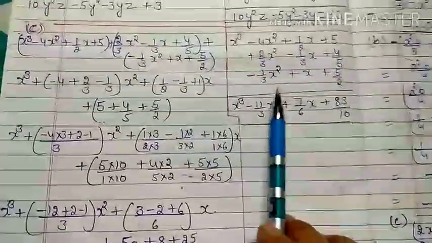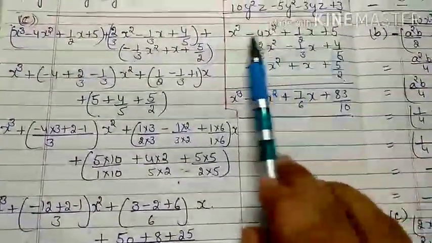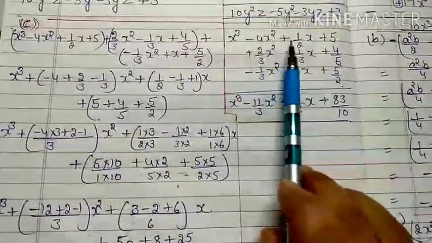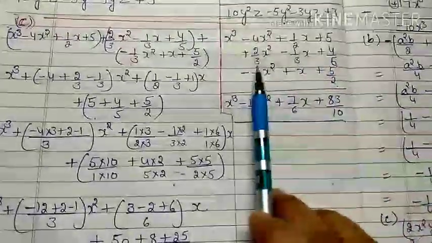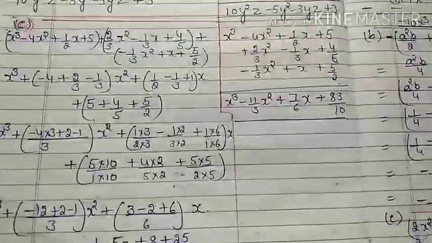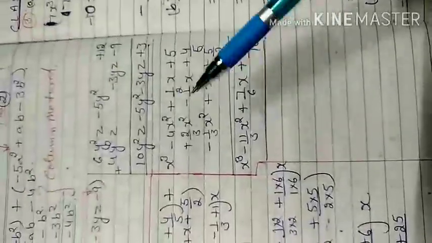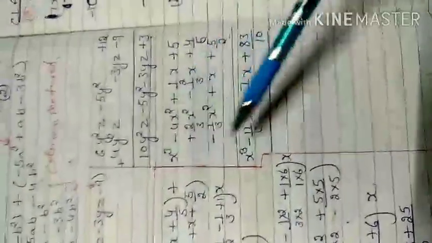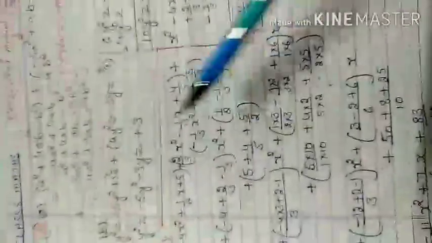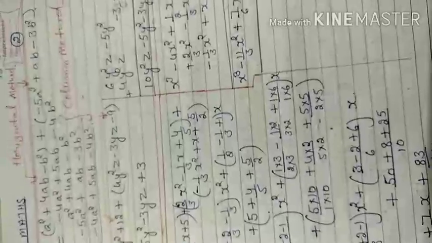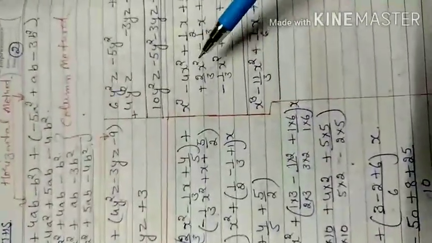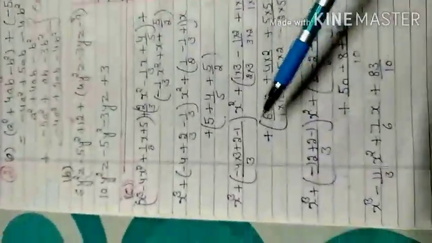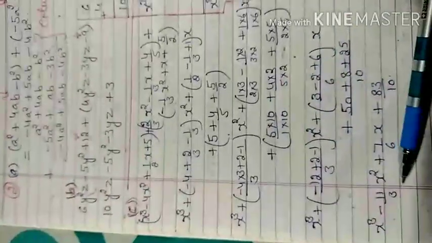So if I go with the column method, here I arrange the like terms: x cube minus 4x square plus half x plus 5, 2 by 3 x square minus 1 by 3 x. In this column method, you have to arrange like terms under like terms and add or subtract according to the fraction. Here also I did the fractional part calculation easily. So I write directly minus 4 plus 2 by 3 minus 1 by 3, because after calculation I got minus 11 by 3, here 7 by 6 and 83 by 10.